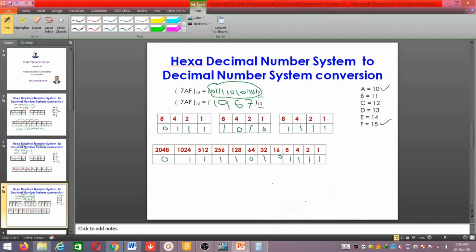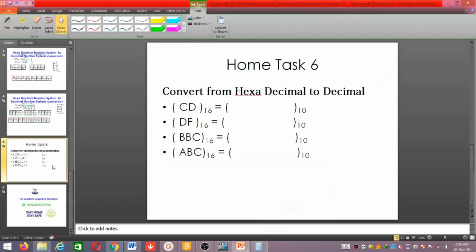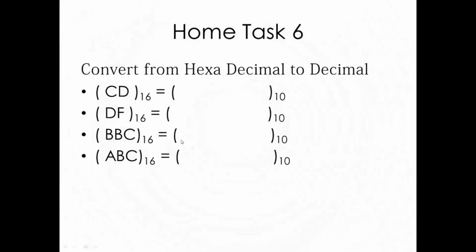Next I have a home task for you. What you need to do is convert this from hexa to decimal. As I told you, you will do it in 2 steps. First you need to convert it into binary, and then you need to convert it into decimal. Complete this task, solve it on paper, take a picture and send it to me on WhatsApp.